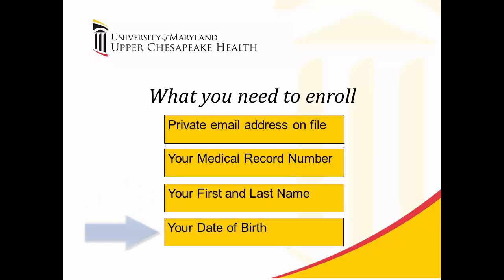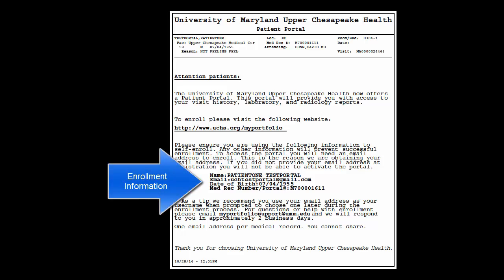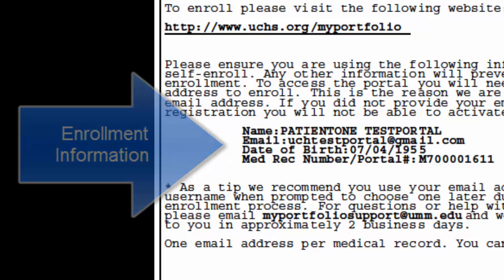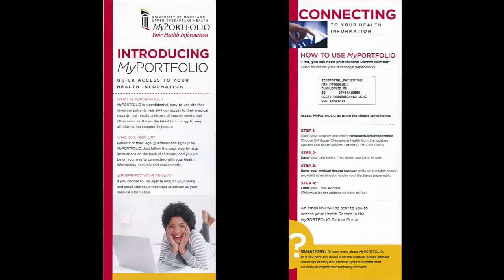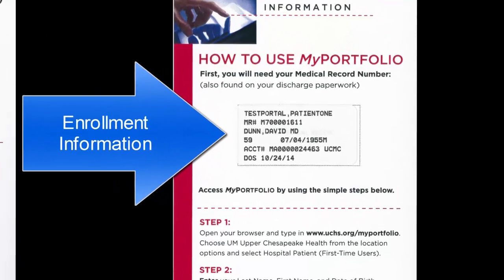Now you can get this information one of two ways. The first way is on the discharge information that we give you on your registration. And the second way is a label attached to the back of the My Portfolio instructions. So let's go ahead and jump in. I'll show you how this would work.